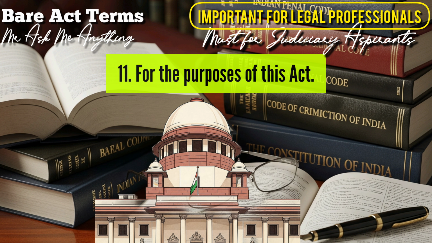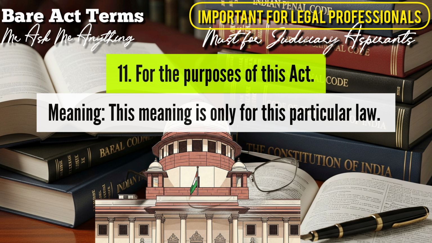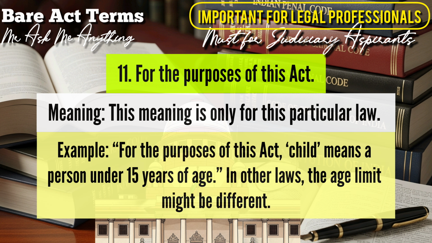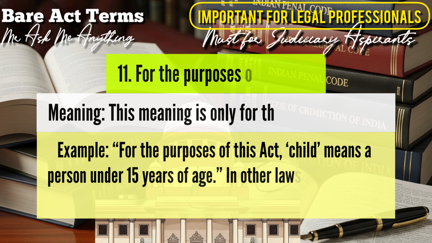Number 11. For the purposes of this act. It means this meaning is only for this particular law. For example, for the purposes of this act, child means a person under 15 years of age. In other laws, the age limit might be different.